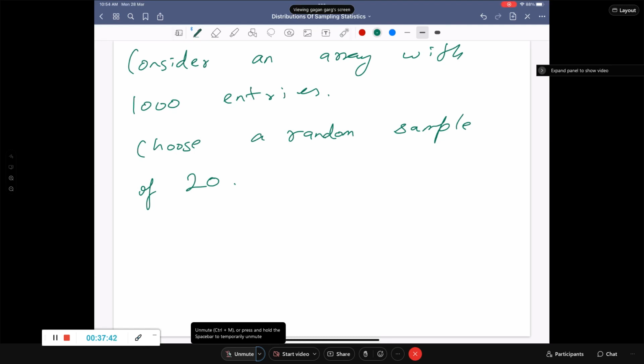In Python, there might actually be a library or a function to do it directly. I'm not sure. But if it is not there, how will you randomly choose 20?